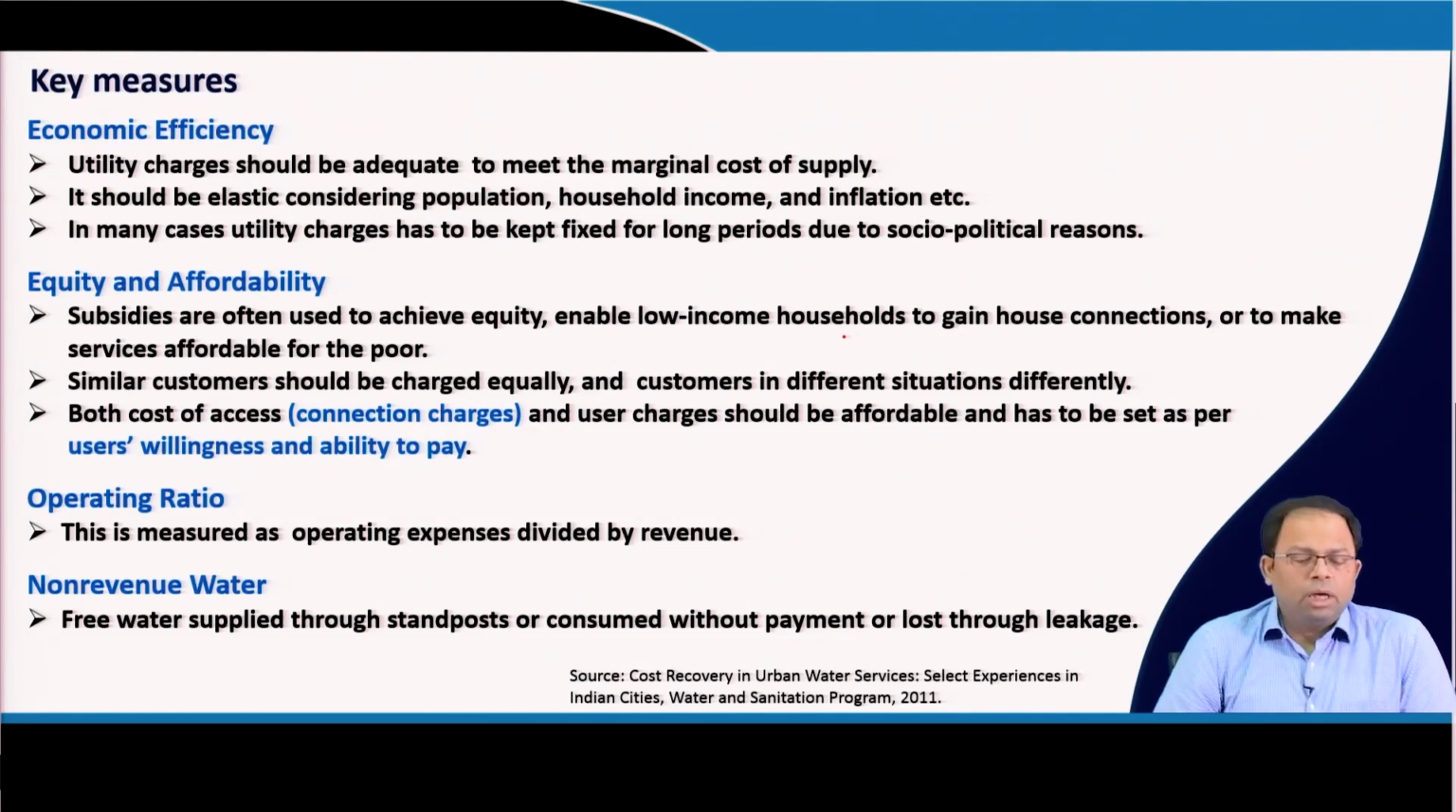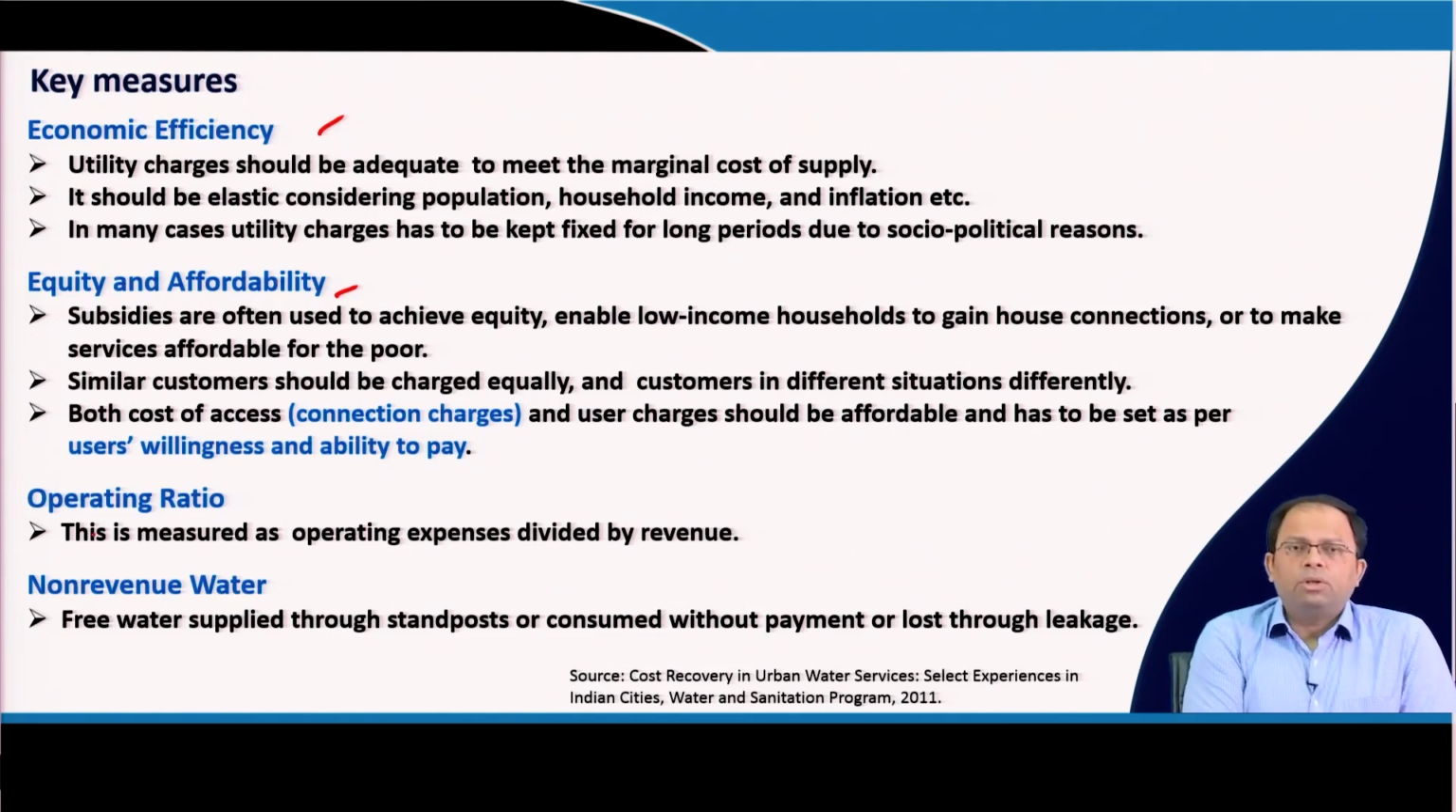So, this has to be looked into, and similar customers should be charged equally. That means a similar group of customers should have similar kinds of charges, whereas other groups of different characteristics should have different charges. And both the cost of access, the connection charge, and user charges should be affordable and have to be set as per users' willingness and ability to pay. So, if people are not able to pay those charges, it has to be subsidized. That is why equity and affordability is considered while setting the tariff, right. It is not only about economic efficiency, it is also about equity and affordability; both have to be considered while we set the tariff structure for water supply in a particular urban area, of course.